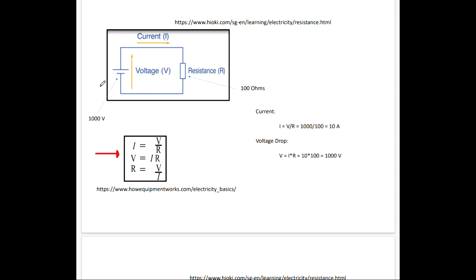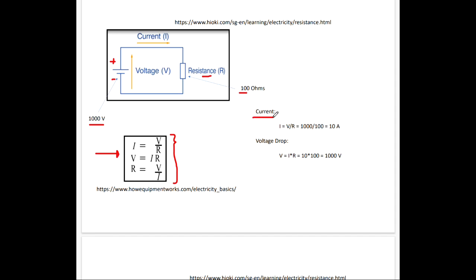So let's look at a circuit with a source of 1,000 volts. Not that these are necessarily realistic numbers, but they're easy to work with mathematically. All right, so we have a source of 1,000 volts. This is a battery, symbol for a battery. Let's say we have a resistor out here that's 100 ohms. That's going to resist our flow of current. And these are our Ohm's law equations. Very simple. Division and multiplication.